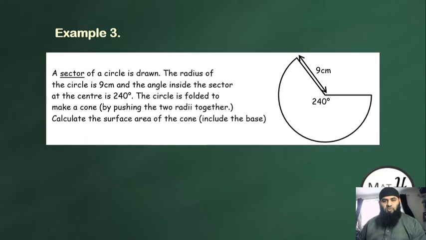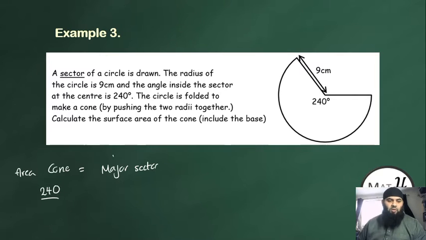So first and foremost, for the actual cone, the area of the cone we know is the following. We know this just by looking at this major sector. So the major sector is going to be the following. Because 240 is the angle we have, we're going to be using this as a fraction: 240 degrees out of 360, because the whole circle is 360. This is how much part of the circle we have.